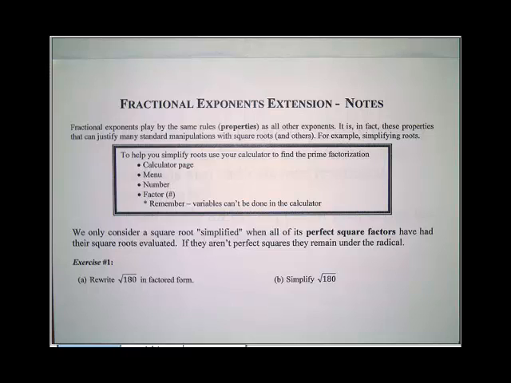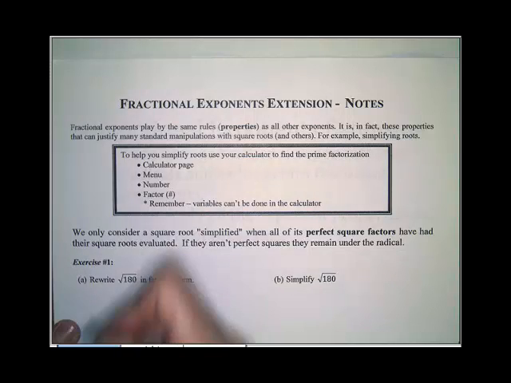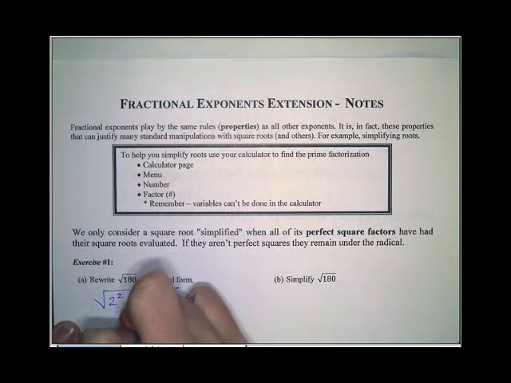For example, simplifying roots. Remember, you can use your calculator's prime factorization button to help you simplify the numbers or coefficients in radical exercises. So we only consider a square root simplified when all of its perfect square factors have had their square roots evaluated. If they aren't perfect squares, they remain under the radical. So we're going to rewrite 180 in factored form. On a calculator page, do your menu number factor of 180, and you should get 2 squared times 3 squared times 5.